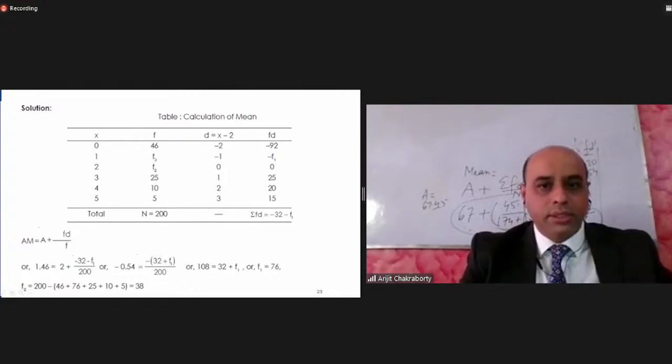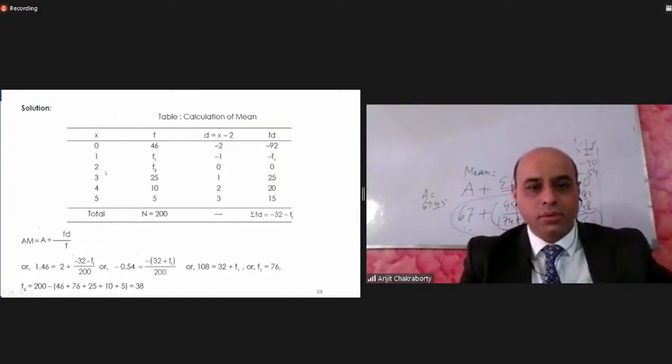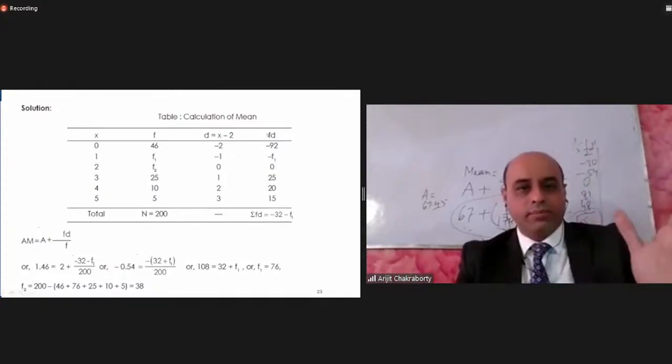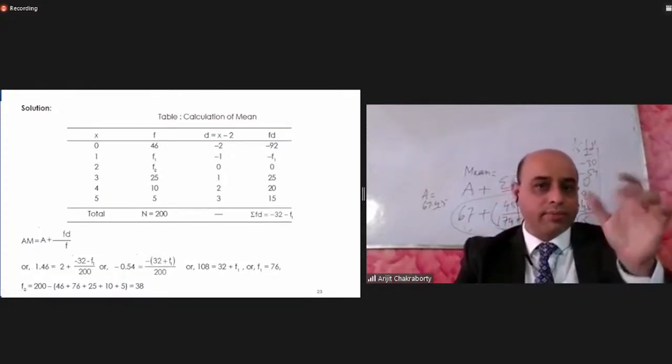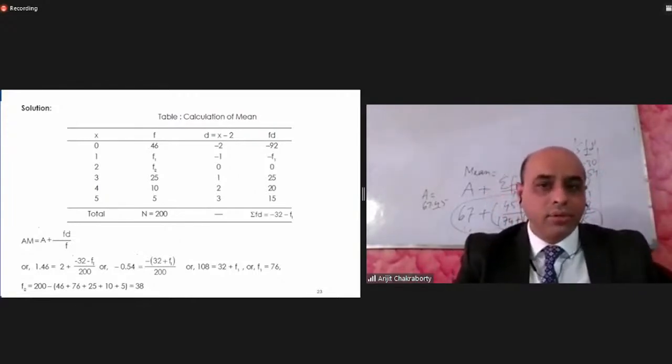First we have the value of X, number of accidents, and number of days. We are taking 2 as the assumed mean. If you take 2 as the assumed mean, 0 minus 2 is minus 2, 1 minus 2 is minus 1. In this way, you can get D. Then you have frequencies given: 46, F1, F2, 25, 10, and 5. We multiply frequency by the deviation D, so F into D.